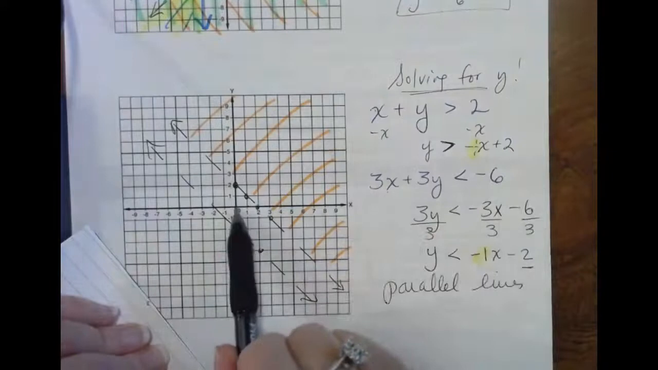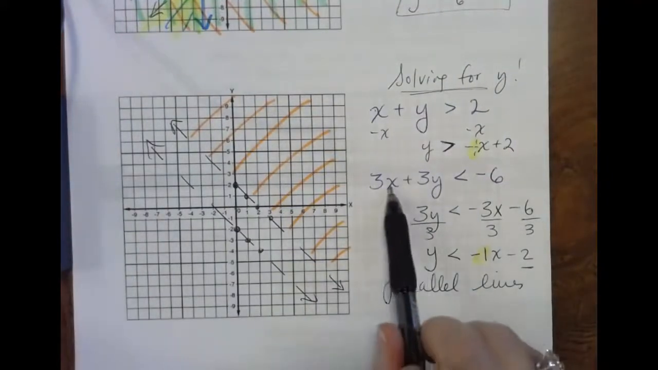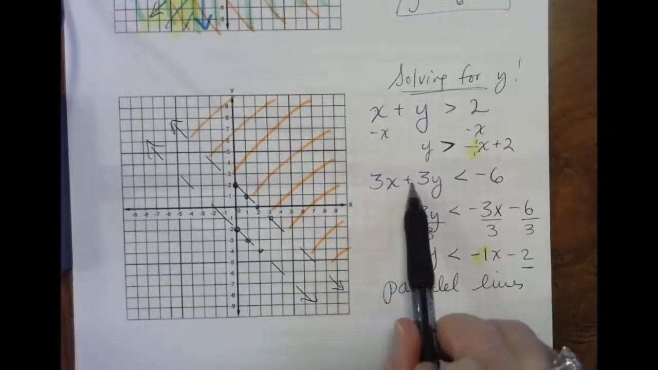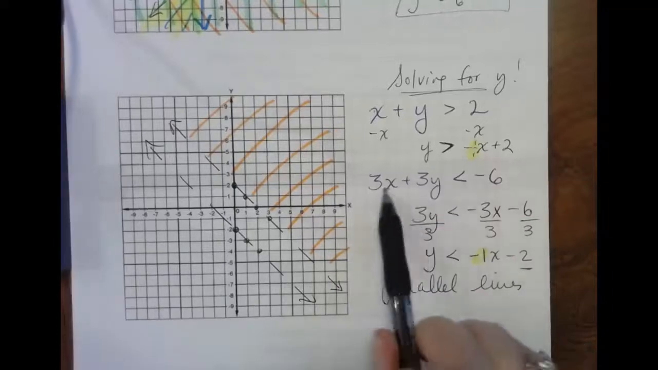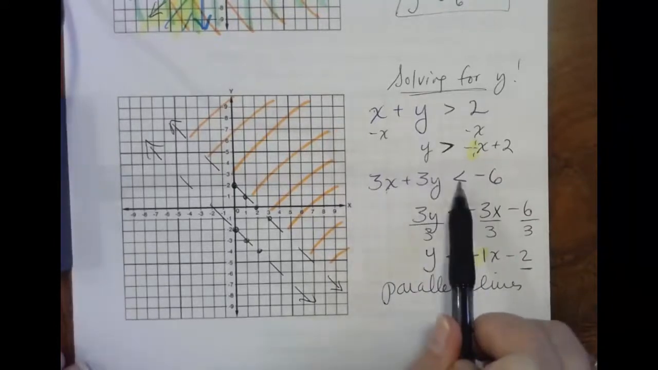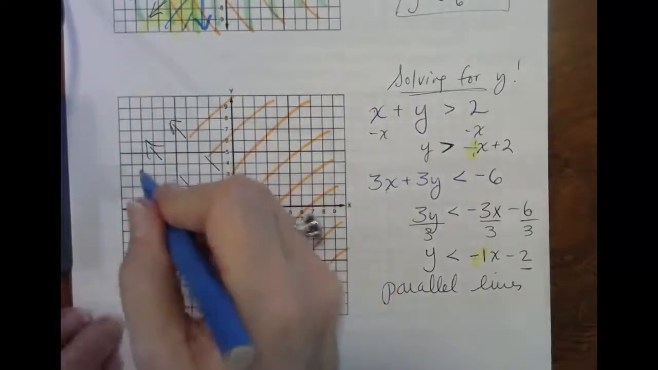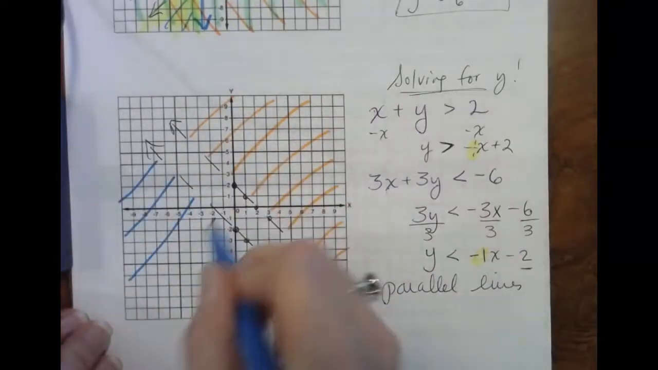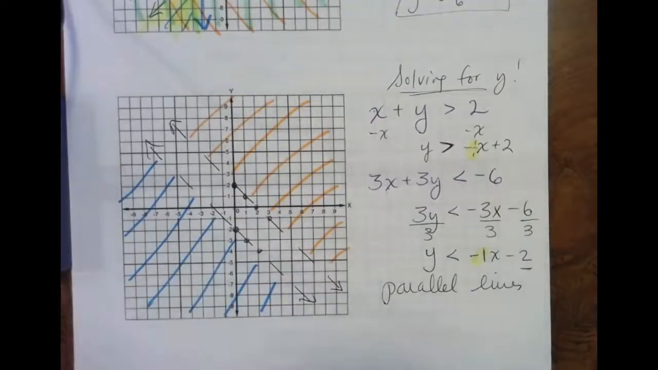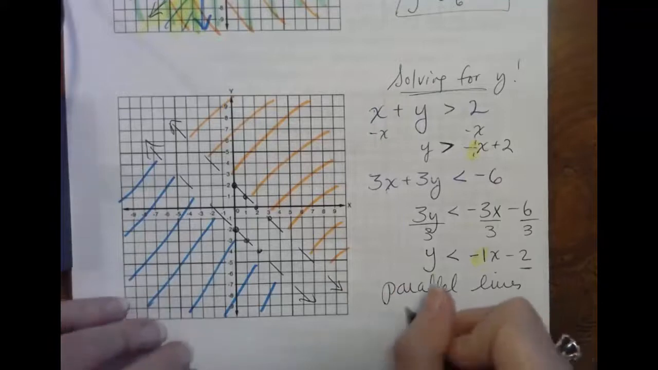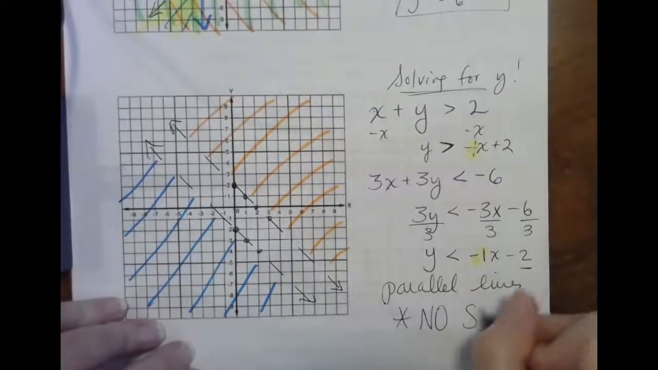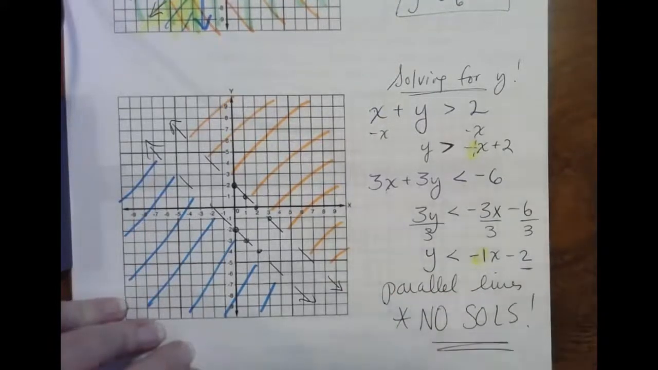So once again, plug in 0, 0 is 3 times 0, which is 0, plus 3 times y, which is 0. So is 0 plus 0 less than negative 6? No, it is not. So we are going to shade away from 0, 0, and we find that there is no overlapping shading here. So there is no solutions. And that, ladies and gentlemen, is the end of this review.